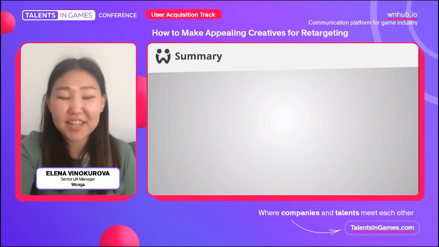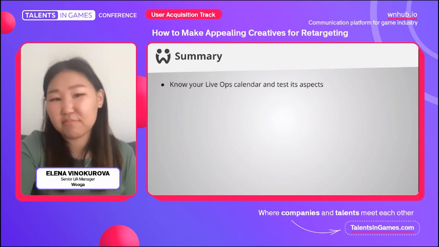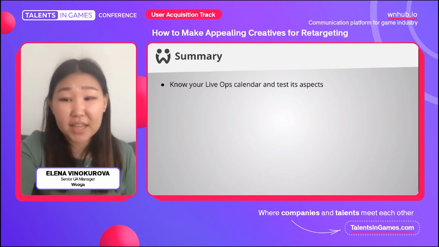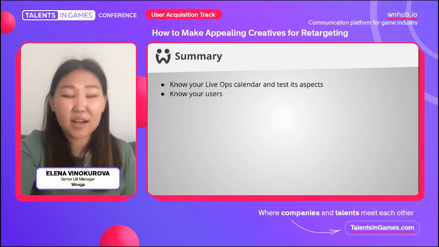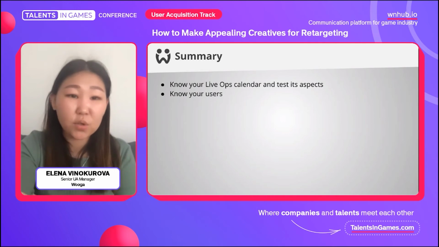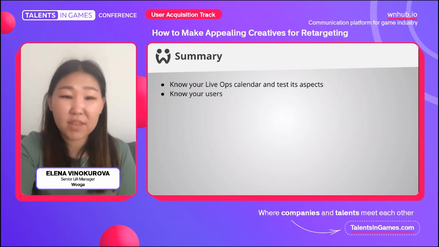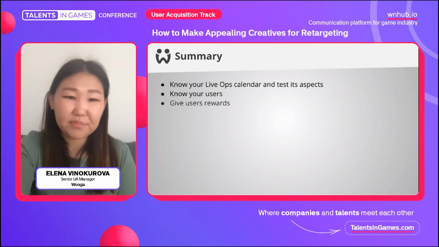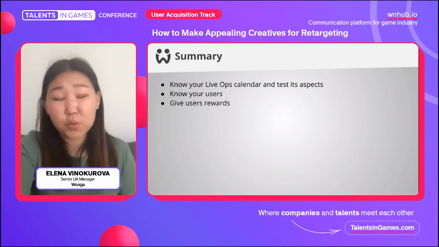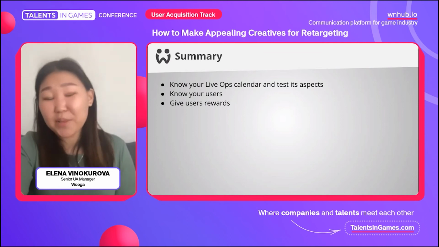So to summarize, know your LiveOps calendar and test different aspects of it. Don't be afraid to test. Know your users, know why your users play your game, what aspects of the game they like, and why users stop playing your game. Give users some rewards. Thank them for being with you for a long time, and thank them for coming back and playing your game again.